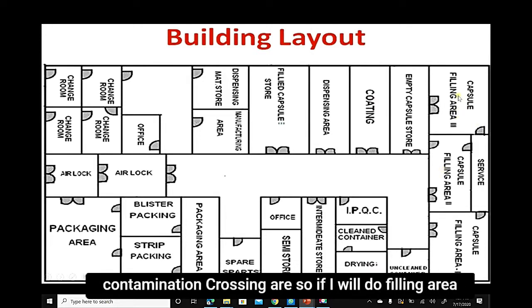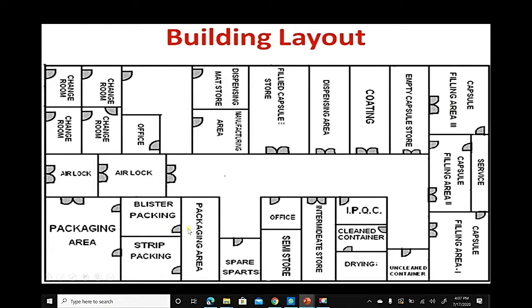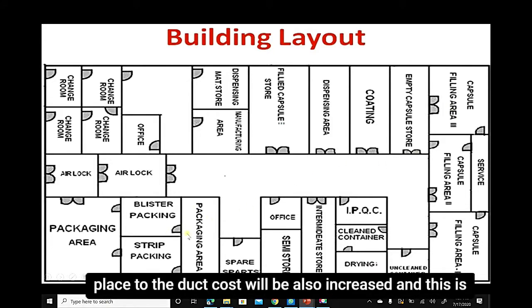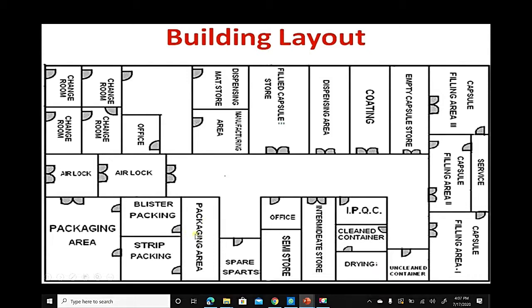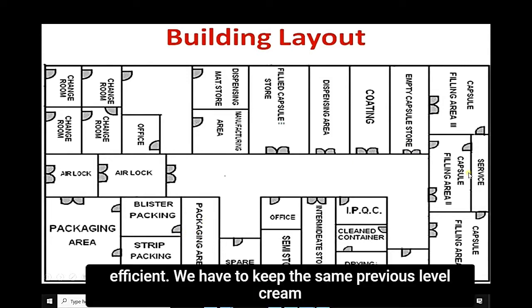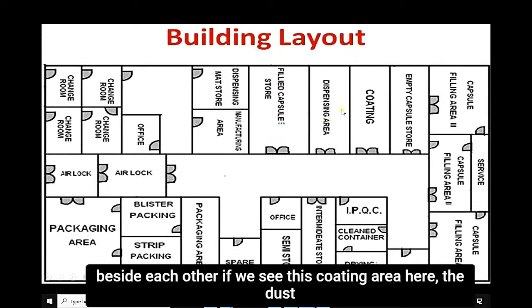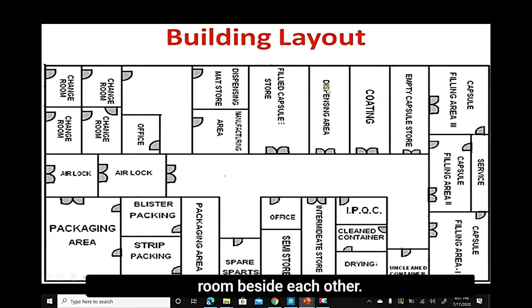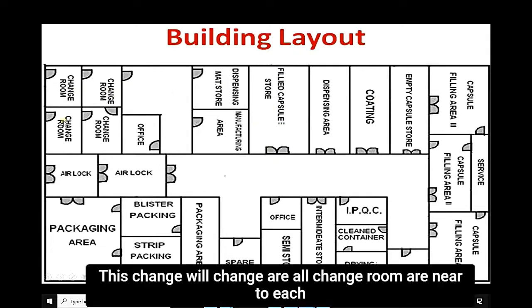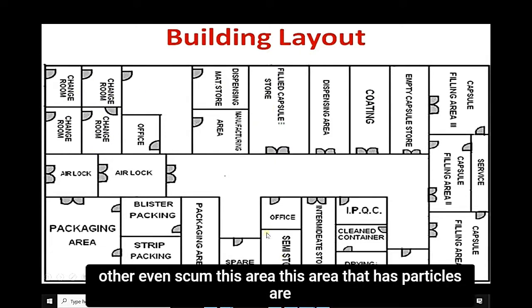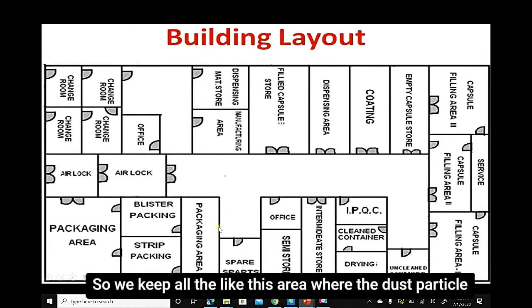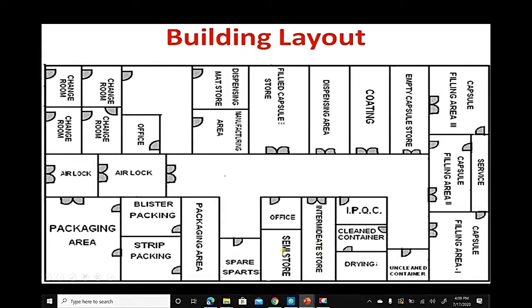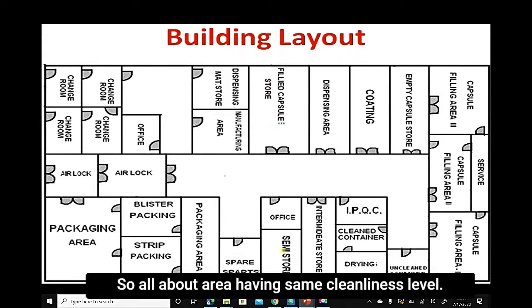If I put one filling area here and another in this direction, this place, the duct cost will also increase, and this building layout will not be efficient. For good efficiency, we have to keep clean rooms of the same cleanliness level beside each other. If we see this coating area, here the dust particle is medium size, so we keep all the medium size dust particle rooms beside each other. All these change rooms are near to each other. If we come to this area, the dust particles are small size, so we keep all the areas where the dust particles are small beside each other. So all the above areas have the same cleanliness level.